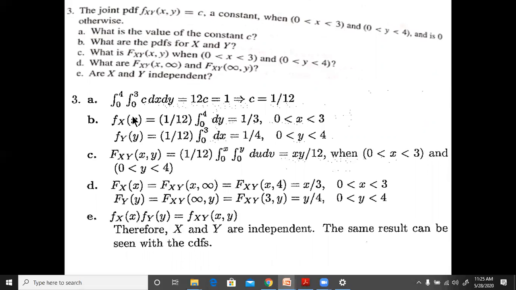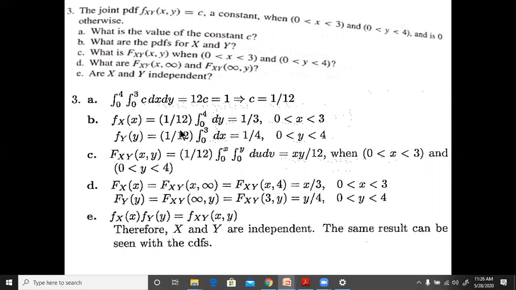This total probability should be equal to 1, so 12C should be equal to 1, since 4 into 3 is 12, and C will be equal to 1 by 12. Then the individual probability density functions f_X(x) and f_Y(y) can be found by integrating f_XY(x, y) with respect to y and with respect to x respectively, within the corresponding limits. Hence, with C equal to 1 by 12, the integral of dy from 0 to 4 gives us f_X(x) equals 1 by 3, within the limits 0 to 3.